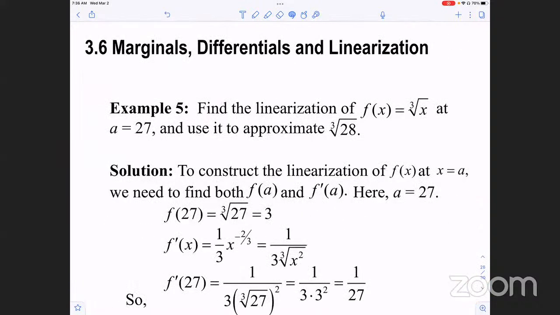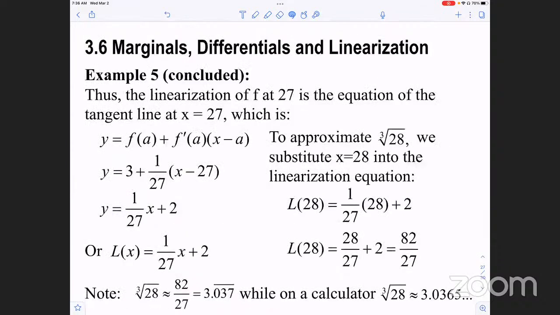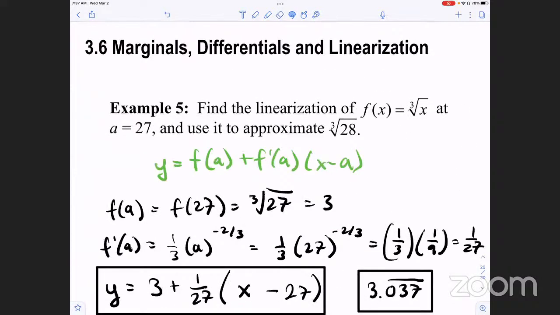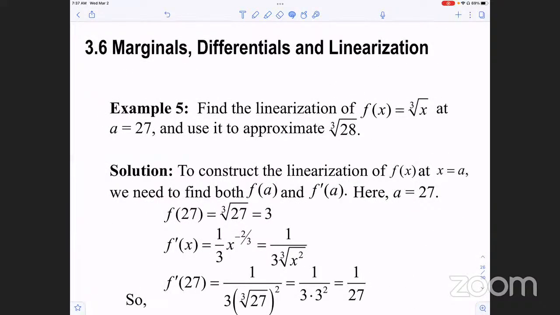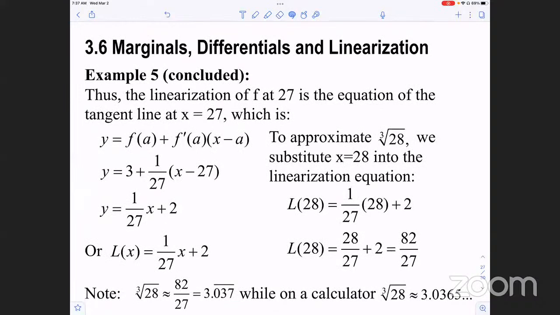So to construct a linearization of f with these conditions, we need to find f of a and f prime. So f prime of 27 was 1 over 27. So then y equals this. And okay, so they simplified, that's fine. I think we probably could have simplified it. I didn't even think about it. Distribute the 1 over 27. You get what, -1. So then 1 over 27x plus 2. All right, and I think they have that. So then to approximate, okay, so this is an approximation of cube root of 28.